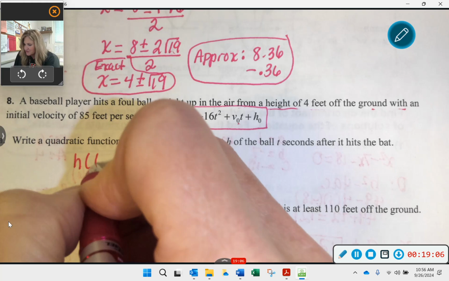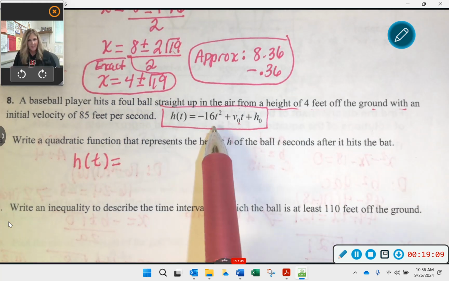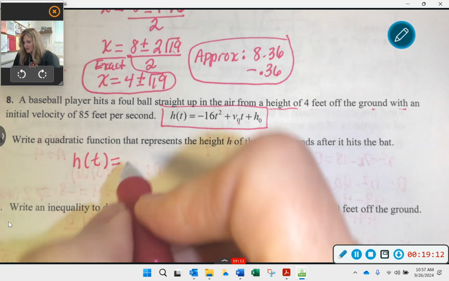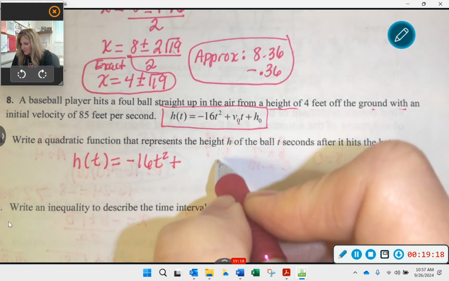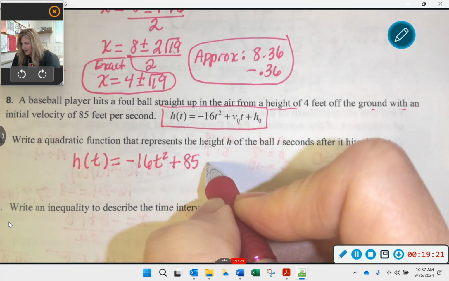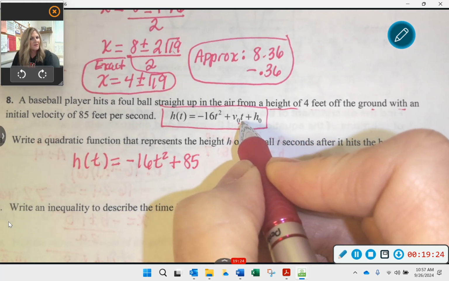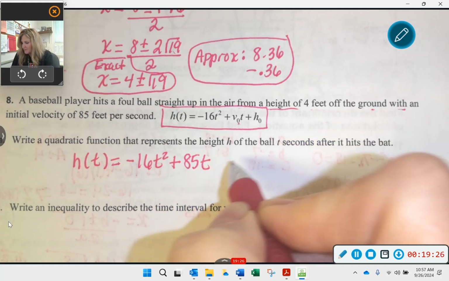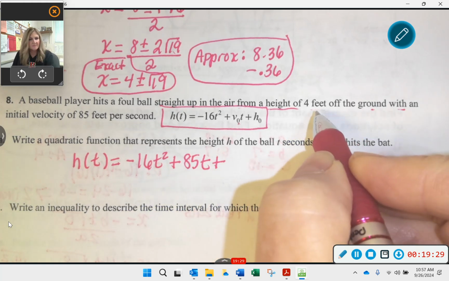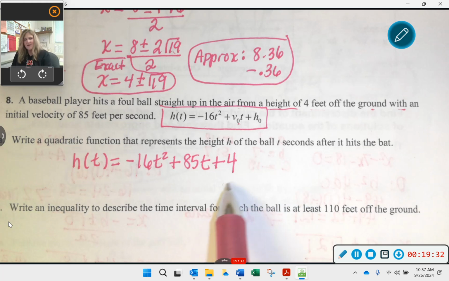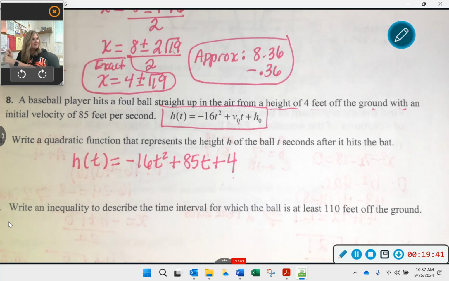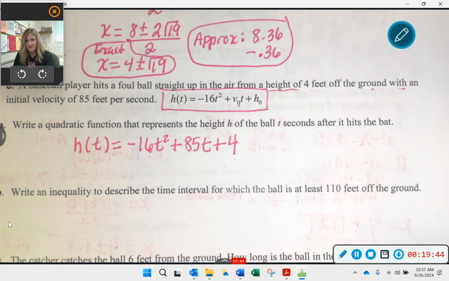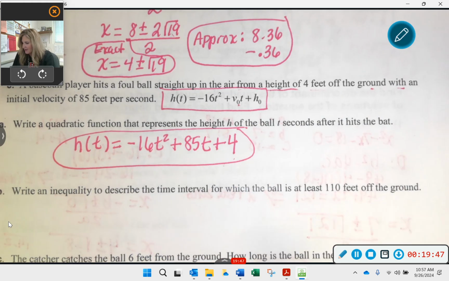Well, that's going to be h of t equals, can you think of how this is going to look? Plus what? 85, just 85? Don't forget the t, guys, plus 85t. And then plus what? Can anybody think of why this 4 makes sense for this problem? Rachel? I like the batter's hitting off the ground. Right, that's where the bat is, off the ground, 4 feet high. Okay. So there's the answer to that.